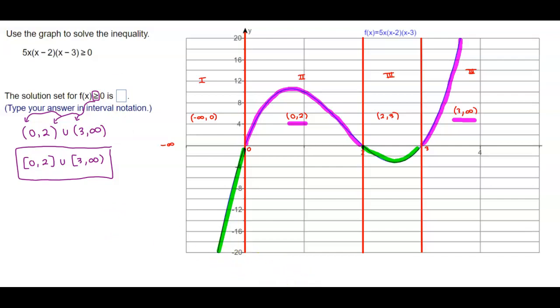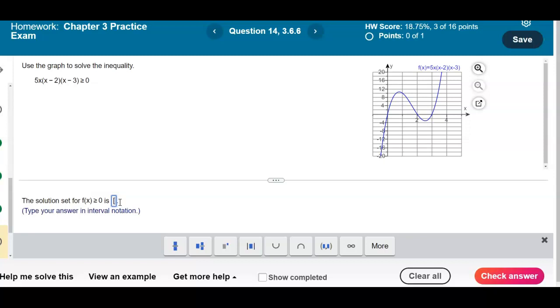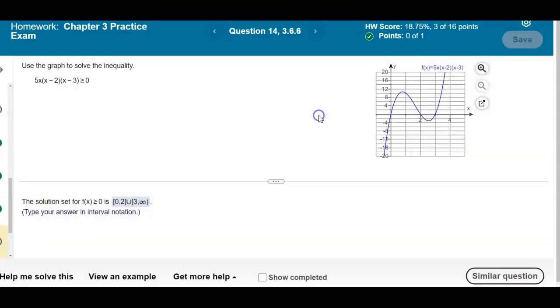So let's go ahead and put that in there. We have bracket 0, comma 2, and then union, and let me make sure the bracket's there, and then union, and then bracket 3, comma, positive infinity. Check our answer, and there is our result.